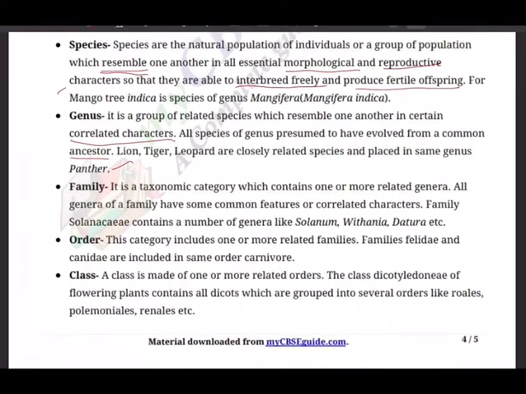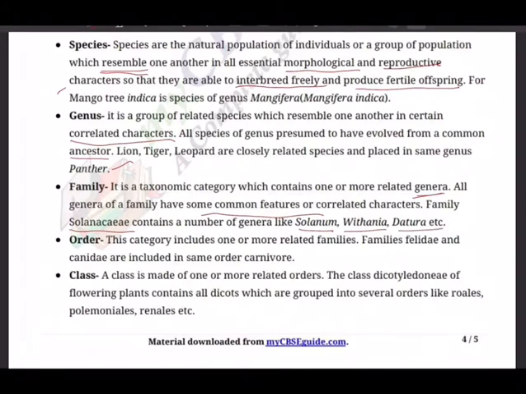Family is a taxonomical category which contains one or more related genera. All genera of a family have some common features or correlated characters. Like family Solanaceae, the brinjal family, contains a number of genera like Solanum, Withania, Datura, etc. Now order.